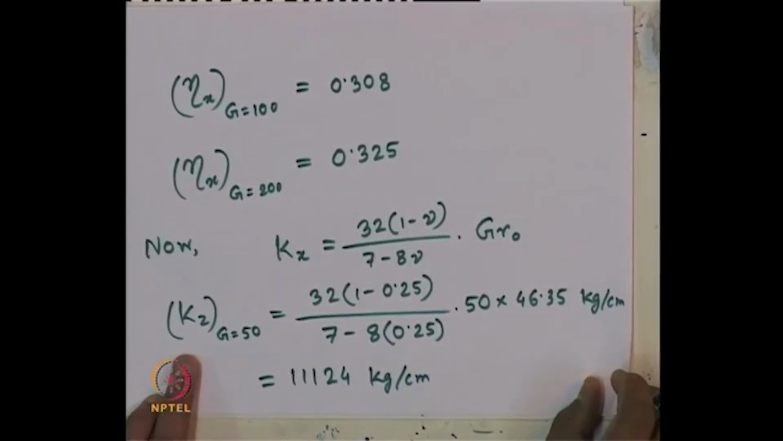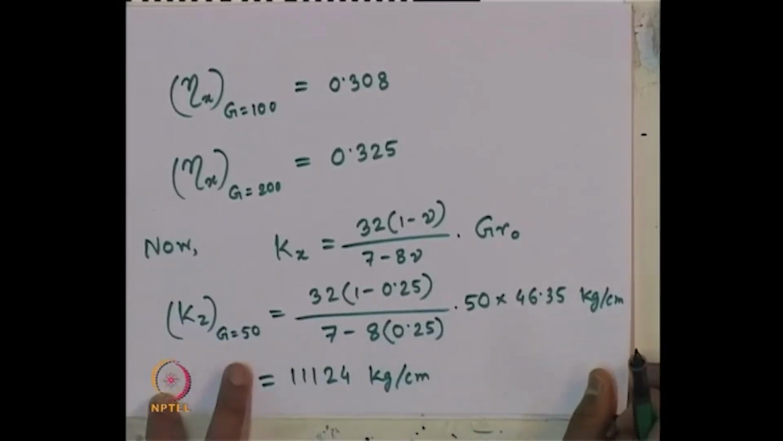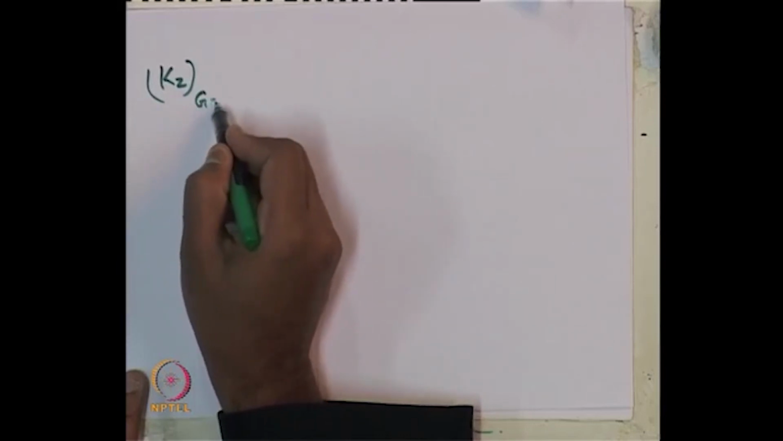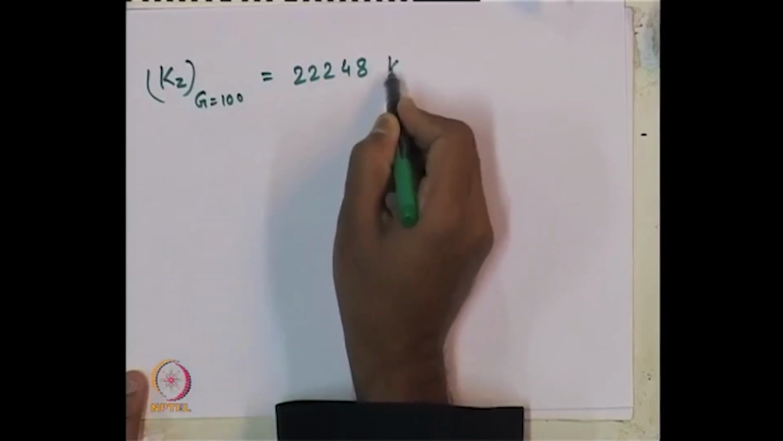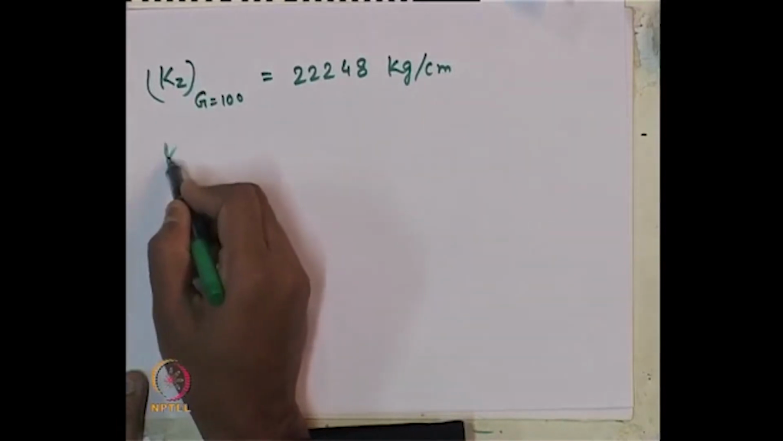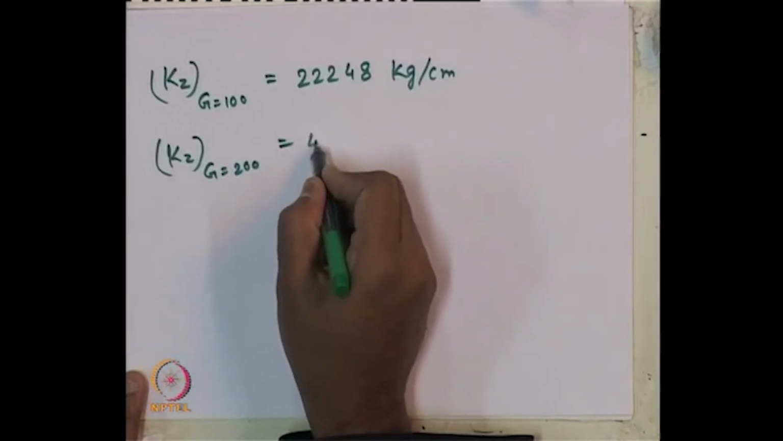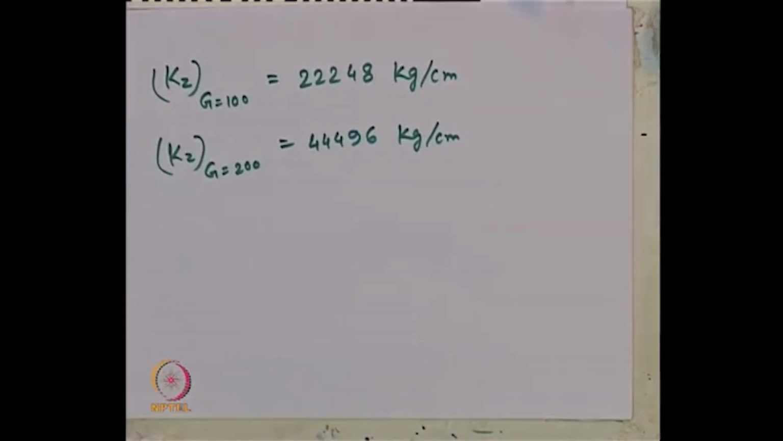So, similarly for the other two soils, G equals to 100 and G equals to 200, what are the changes? Poisson's ratio remains the same. So, this remains the same, this also remains the same, only this changes and it is linearly related. So, for 100 it will be double, and 200 will be double of that. So, K x with G equals to 100 is 22248 kg per centimeter, and K x with G equals to 200 will be double of this, so 44496 kg per centimeter. Is it okay?